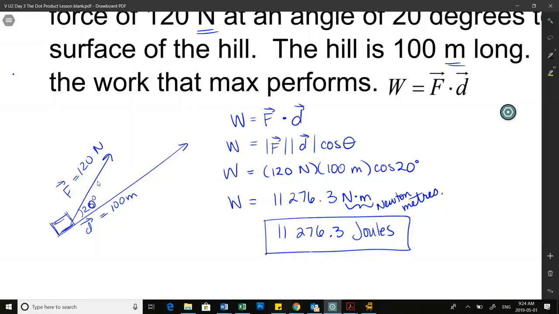Will we always be given those? I think you have to be given, I mean, if you're given the work, you could solve for displacement, I guess. But it's just division, so yeah, usually you're just given the force and the displacement though.